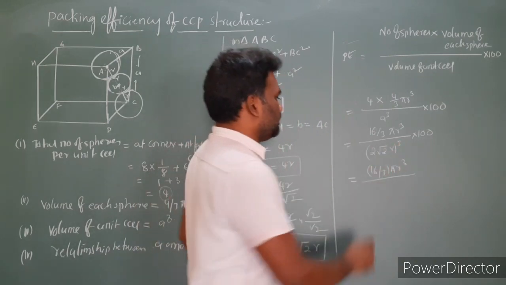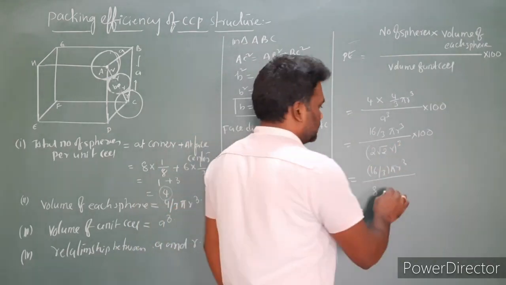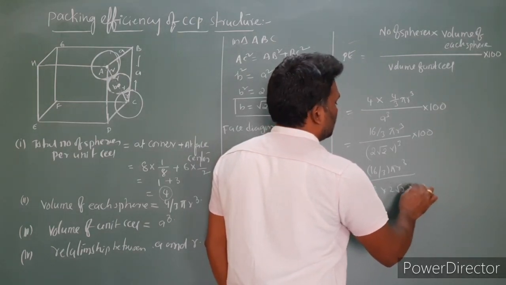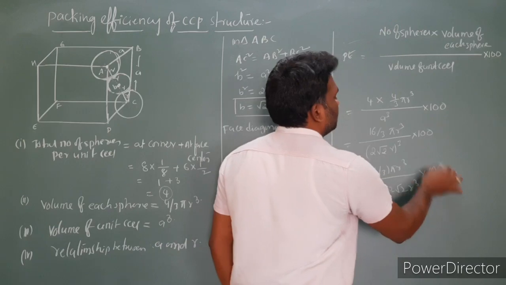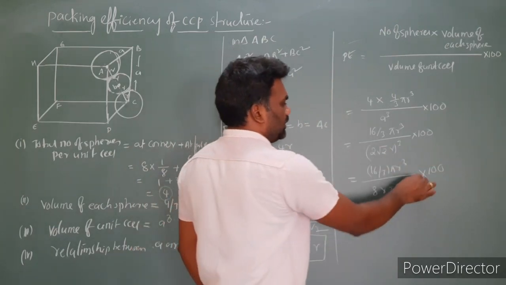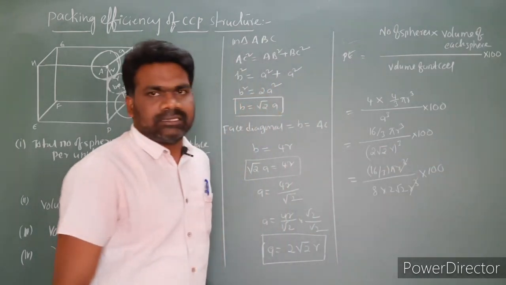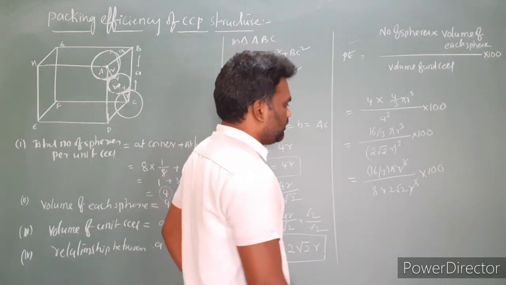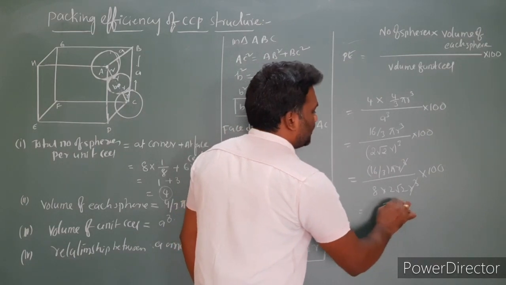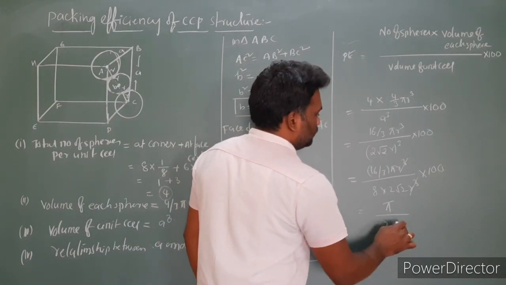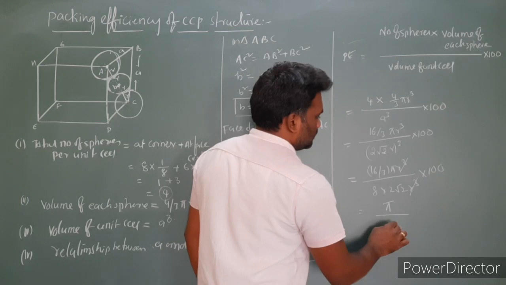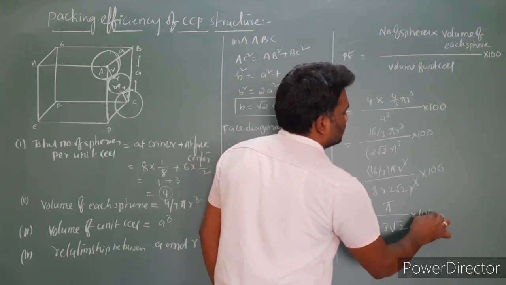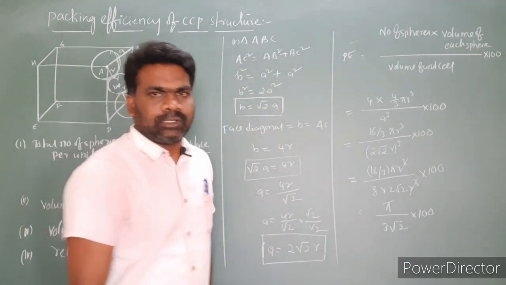This is 2 cube, which is 8, so 8 into root 2 r cube into 100. Upon simplification, the r cube will get cancelled. 8 twos are 16, so 16 will get cancelled. The remaining is pi by 3 root 2 into 100.